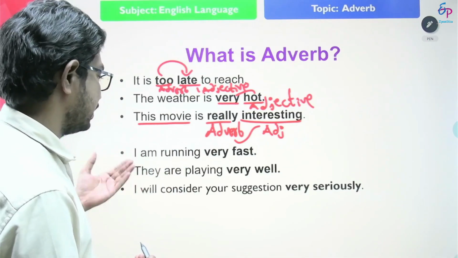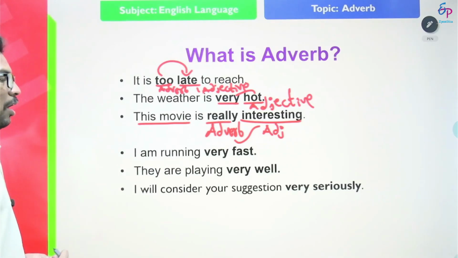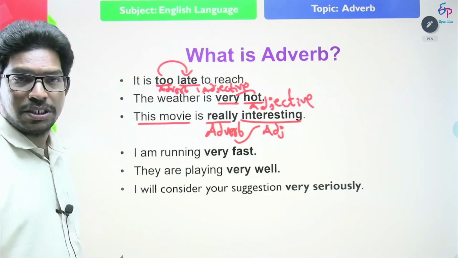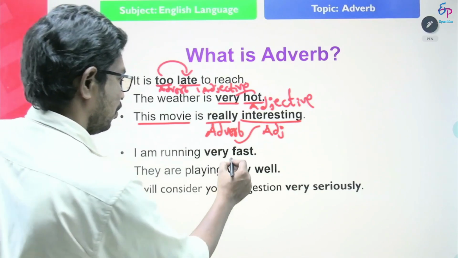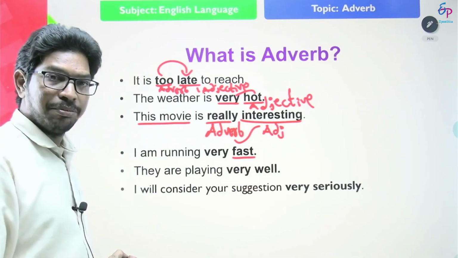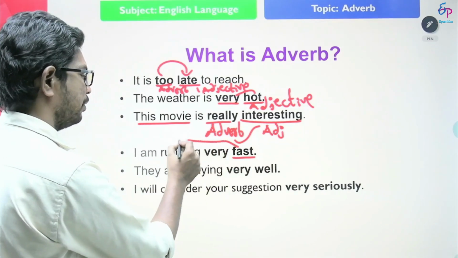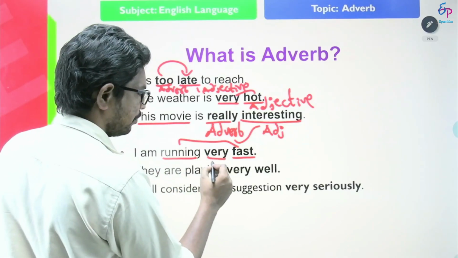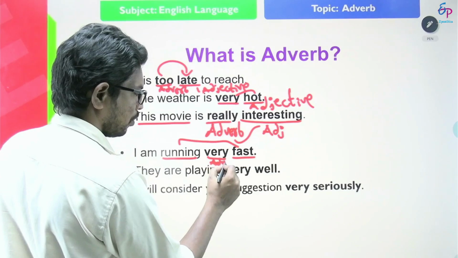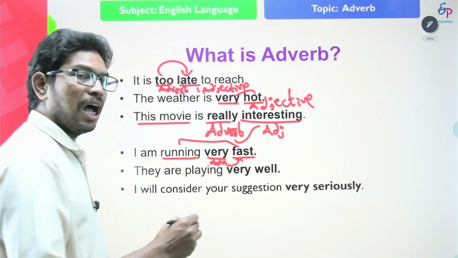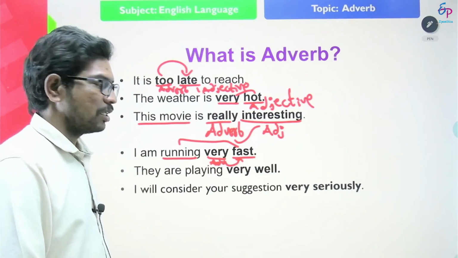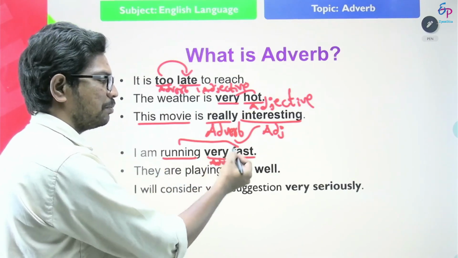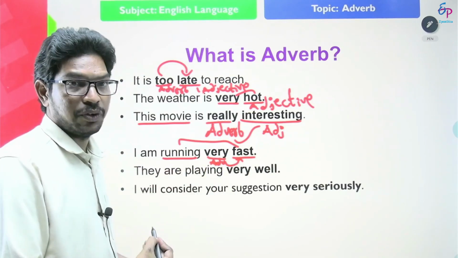Look at these sentences. I am running very fast. In this example, fast is an adverb. It is modifying the verb running. Here very is also an adverb. It is modifying another adverb, fast. So in very fast, very is modifying another adverb that is fast.